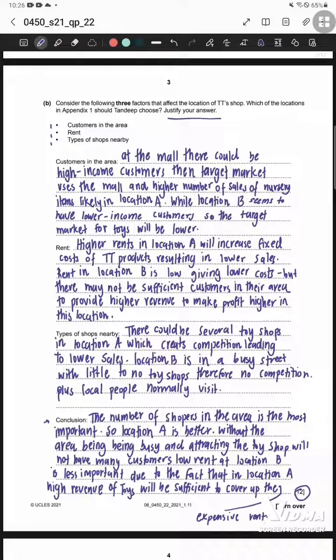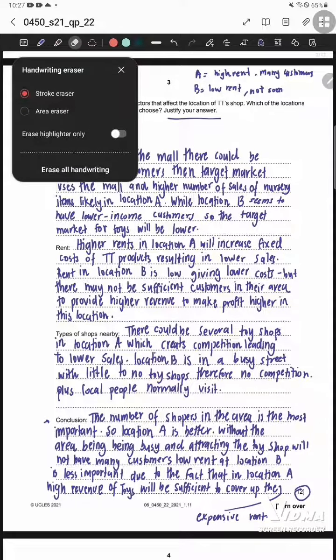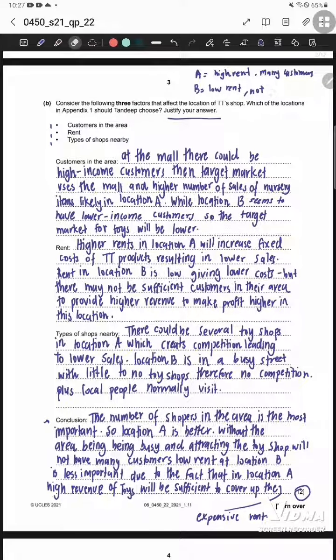So what you can see from this is that location A, first of all, has high rent. B, low rent. Many potential customers, I think, because you're in a mall. Not so much in B, because it's mentioned here that the customers usually come for food. And then there's the parking and competition and stuff like that.